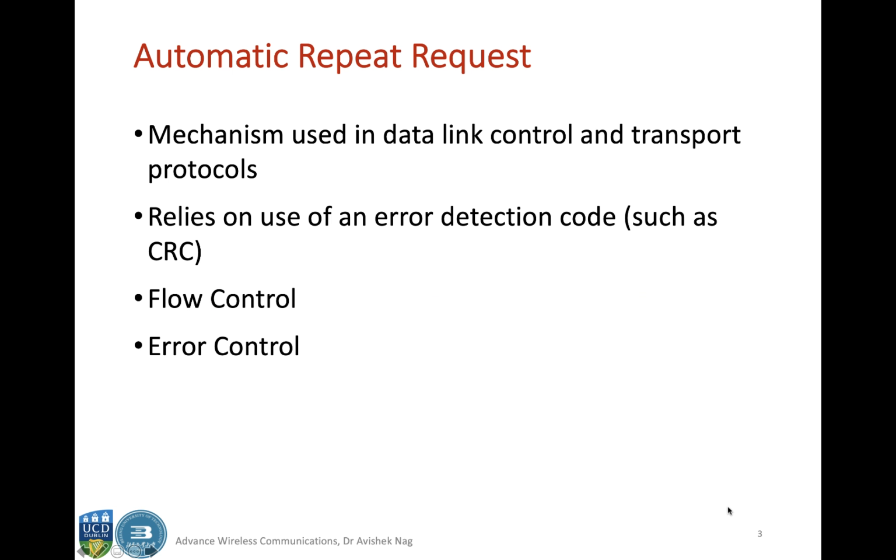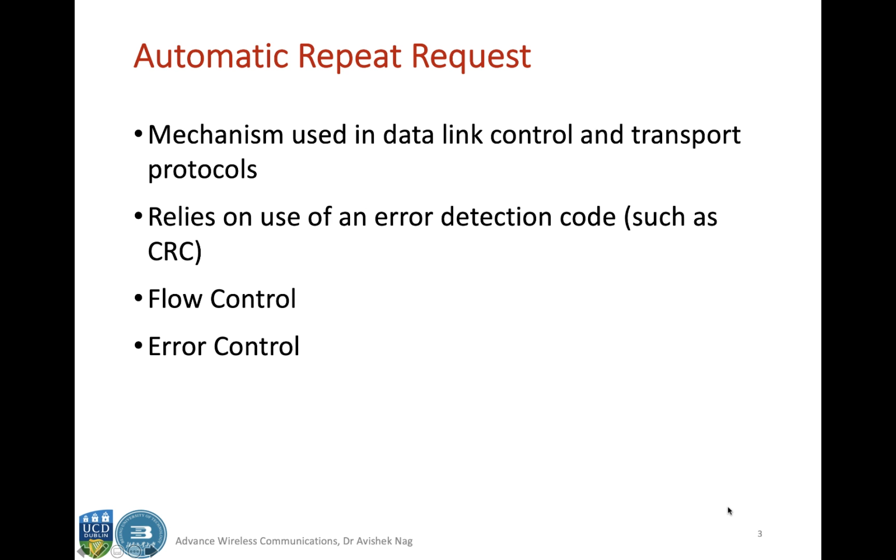So automatic repeat request is basically a mechanism used in data link control and transport protocols. In the communication networks lecture, you remember you studied these different protocols, and you had the transport layer and data link layers there. So automatic repeat request is a mechanism associated with the data link and transport protocols.